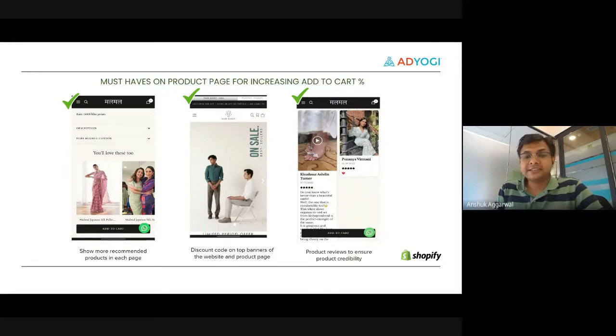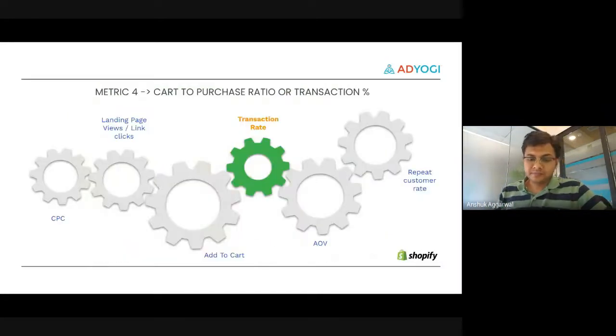Having, like I said, a top banner of discount coupon code is very, very important, because people forget the coupon code by the time they land on the product page, and then they drop off thinking, look, I don't remember the coupon code. And having reviews can definitely build more credibility. So these are a few things which can be done to improve the add to cart percentage.